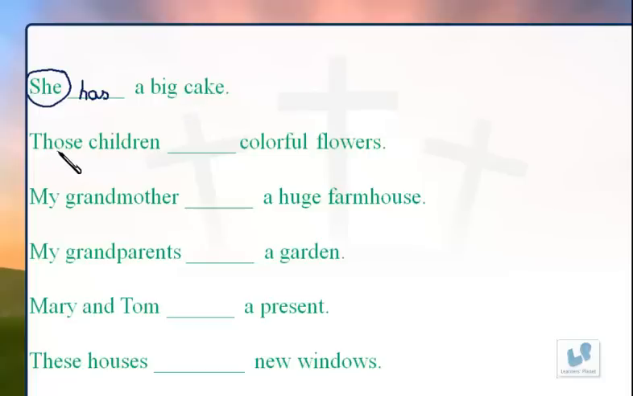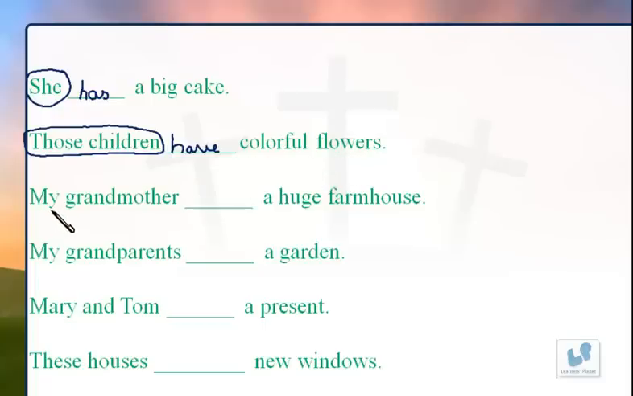Now the next one is those children dash colorful flowers. Those children over here refers to a group of children. So they come under the third person plural. And with the third person plural, we use have. So the correct fill in the blank will be have. So the complete sentence is, those children have colorful flowers.